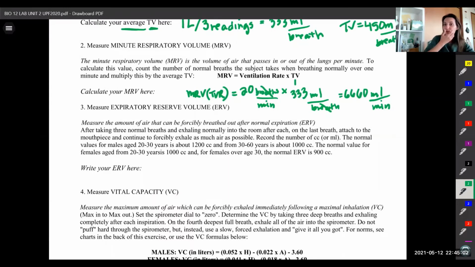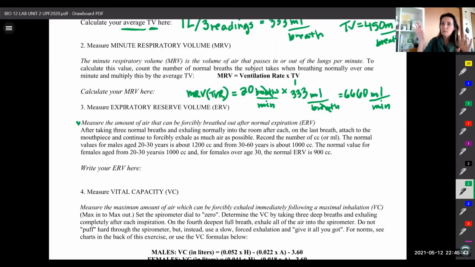Next up, we use the spirometer once again to get the expiratory reserve volume. This is the amount of air that can be forcibly exhaled after a normal expiration or exhalation. So what this would involve is an individual having the tube, the hose, set up and ready to go, and they would be breathing normally, in and out. And after a normal exhalation, they then turn to the tube, plug their nose and breathe out as much as they can into the spirometer.